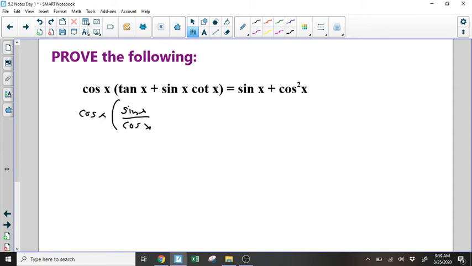Sine of x, I would leave. Cotangent of x, I could replace with cosine of x over sine of x. And this expression right here, I see that I'm multiplying, and again, order of operations, I can multiply that first, and I can get the sine in the top and the bottom to simplify.